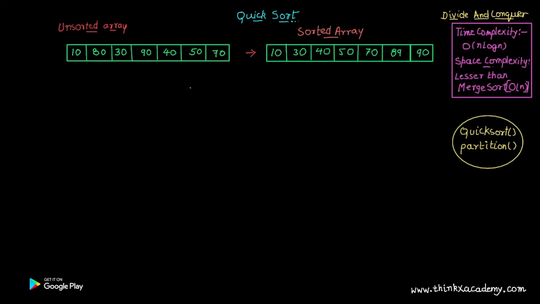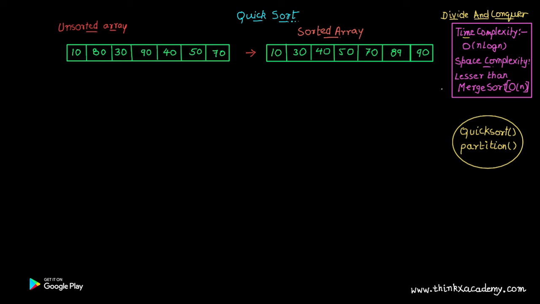So in this tutorial we are going to talk about the quicksort algorithm. In the series of sorting algorithms we have covered the merge sort algorithm, which has a time complexity of big O of n log n, and the time complexity of quicksort is also big O of n log n. So basically it is much better than merge sort in space complexity.